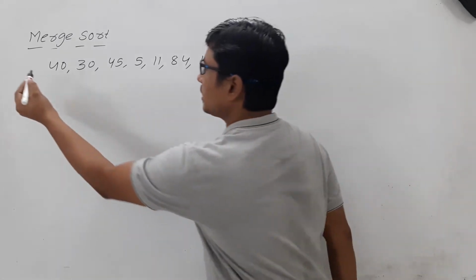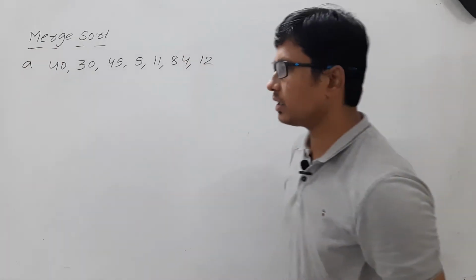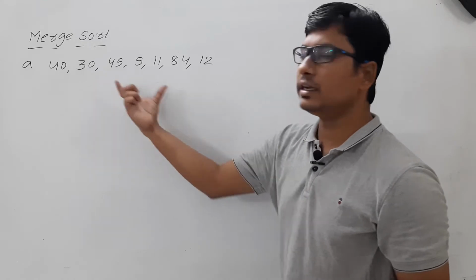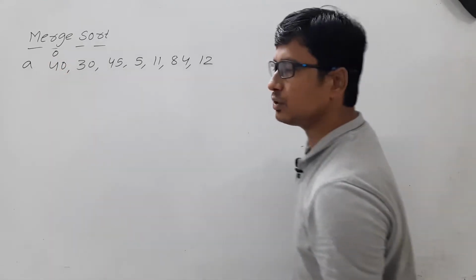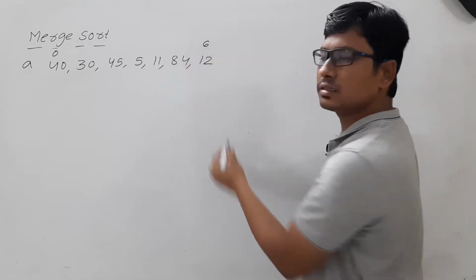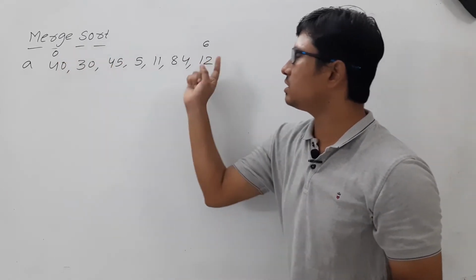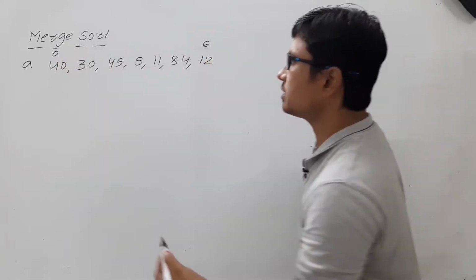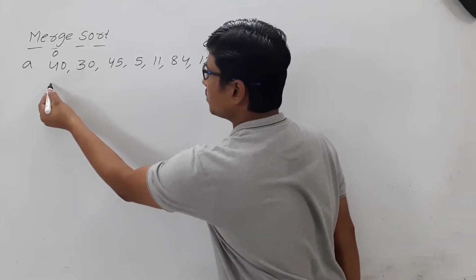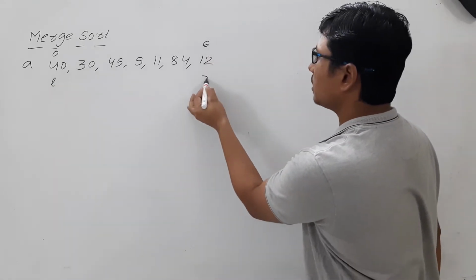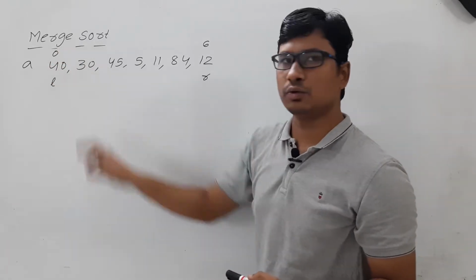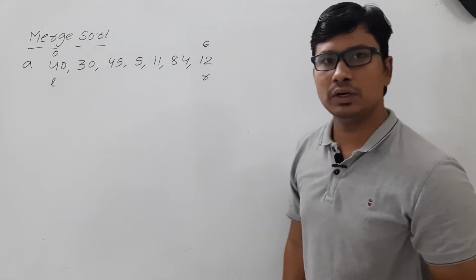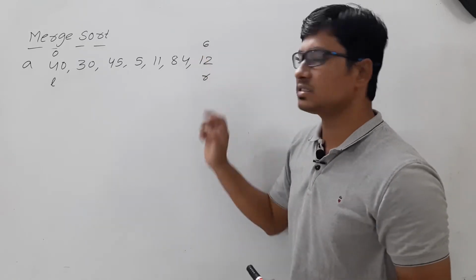So I have taken an array A. The name of the array is A and it consists of 7 elements. The array index will start from 0 and go up to 6. So 0 to 6 is the array index, and I will take two variables called L and R. L I will initialize to the 0th index, so L is equal to 0, and R is equal to size minus 1, which is 6.